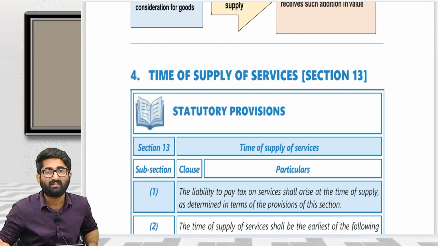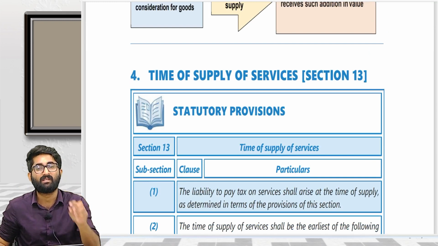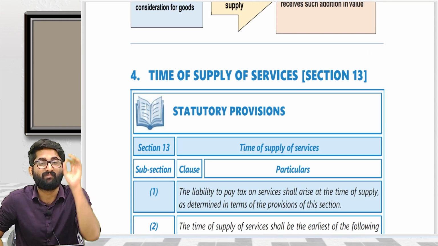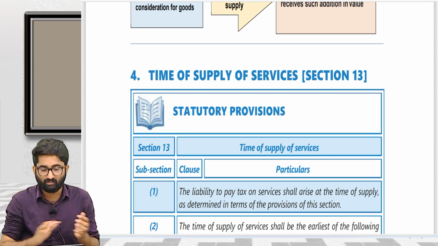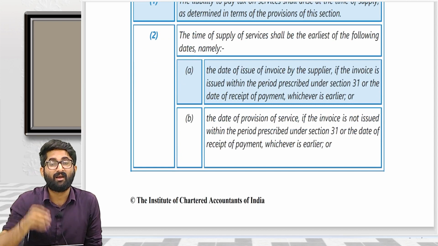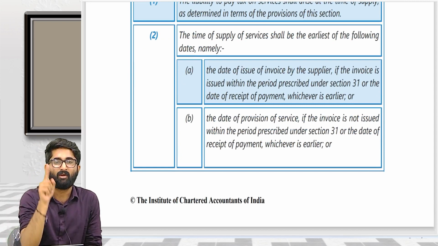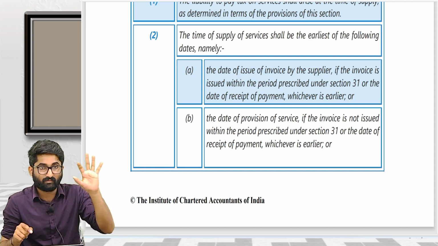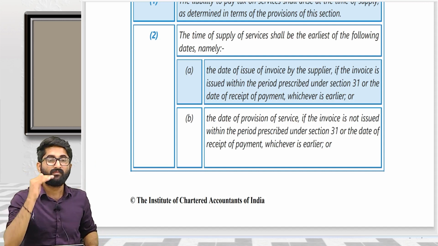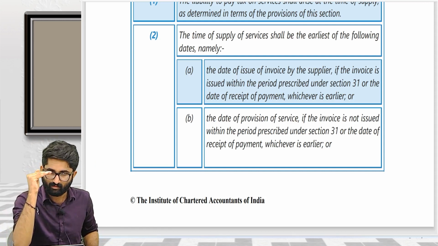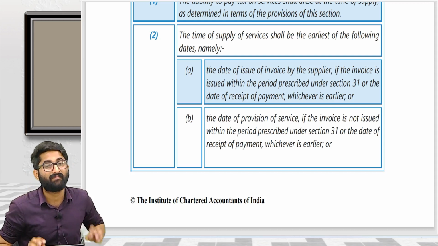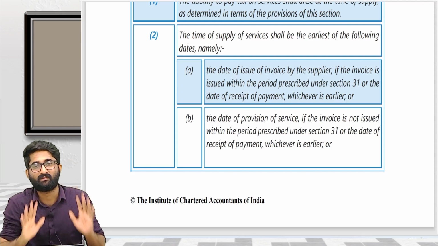Time of supply. The liability to pay the tax on services will arise at the time of supply as determined in terms of the provisions of this section. Which section? Section number 13. Now section number 13 subsection 2 says that the time of supply of services shall be the earliest of the following. If the invoice has been issued at the proper date, as given in section number 31, then the date of invoice or date of payment, whichever is earlier.